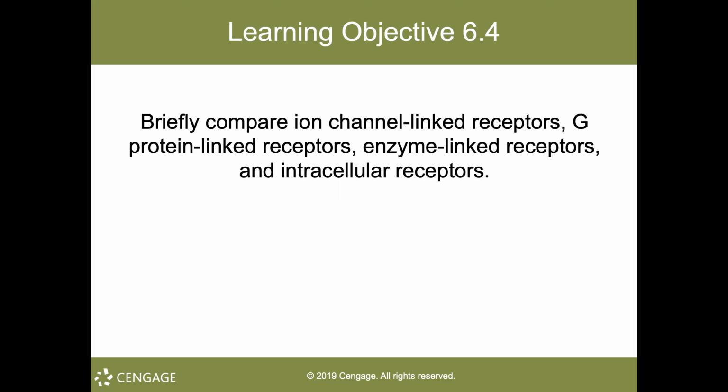This is important because there are different types of ligands. So, which ligands bind to the different types of receptors? So, here we're talking about four main types of receptors. These include the ion channel linked receptors, the G protein linked receptors, enzyme linked receptors, and intracellular receptors.